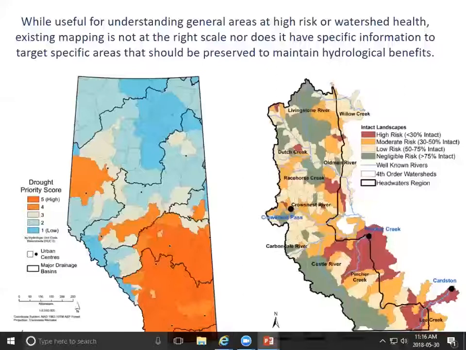But for me, as a land trust wanting to preserve habitat and hydrological function, with these maps I may still want to protect land in the area that's high risk, or I may want to protect land in the areas of low risk that might be developed. So again, these things identify health, but they don't allow organizations working on the ground to target and focus their efforts.